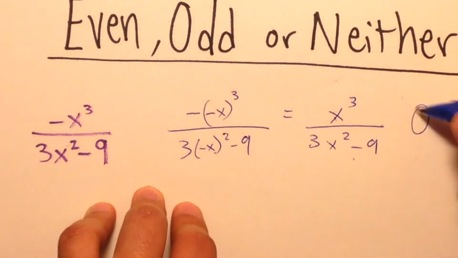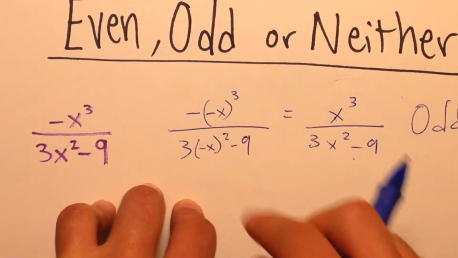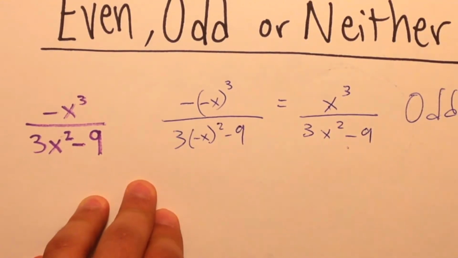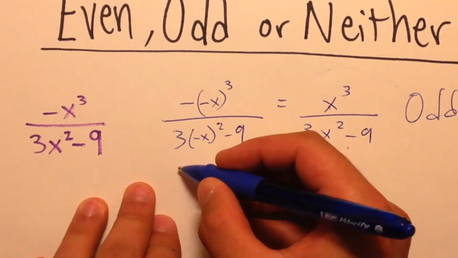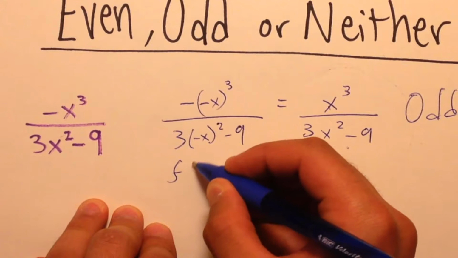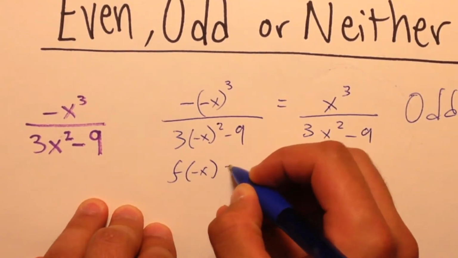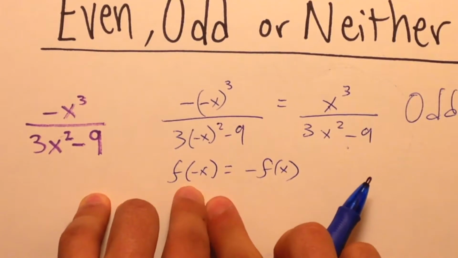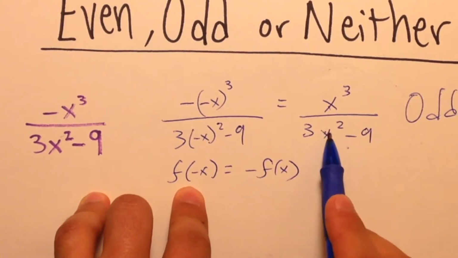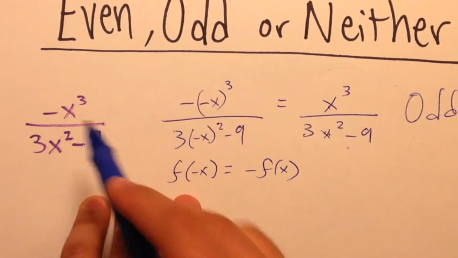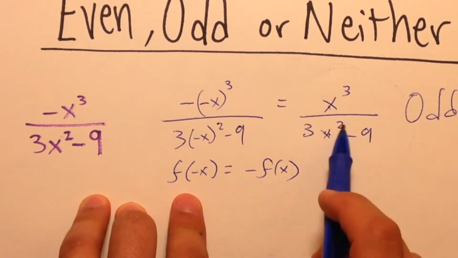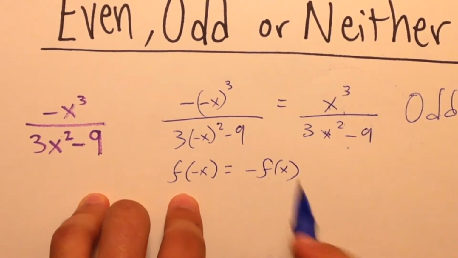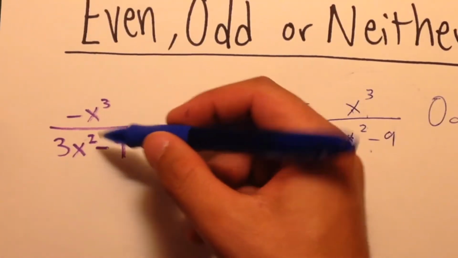Now the answer to this is odd, and the reason why is because, as I showed you in one of the rules, if a function is odd, that means f of negative x is equal to negative f of x. So this is our f of negative x, and that's our f of x. But it's odd because this f of negative x is equal to negative f of x, because here's our problem right here.